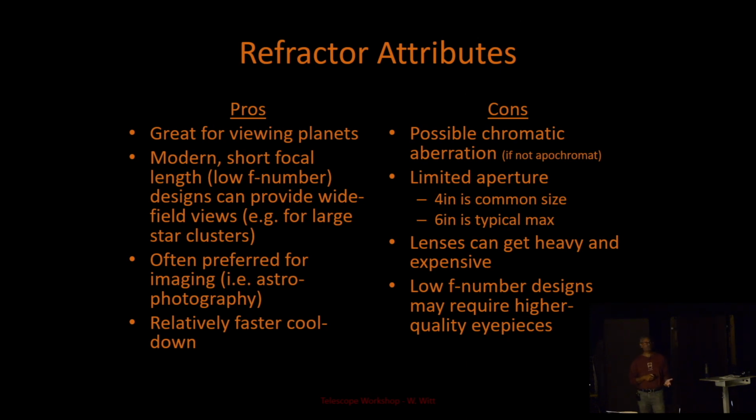They are typically preferred in astrophotography, and they tend to cool down pretty fast. The cons, of course: possible chromatic aberration if you're not using an apochromat, and as we talked about, apochromats can get pretty expensive. So if you're not willing to spend that much money to get an apochromat, then yes, you might have to deal with a little bit of chromatic aberration. The aperture size is typically limited. They're not as big as reflectors.